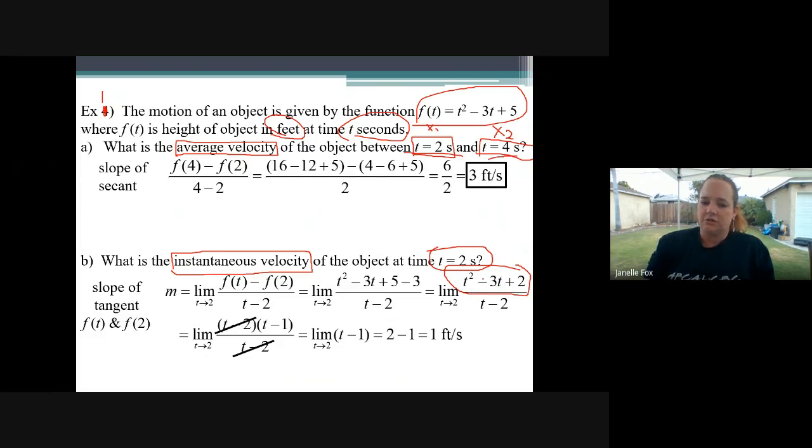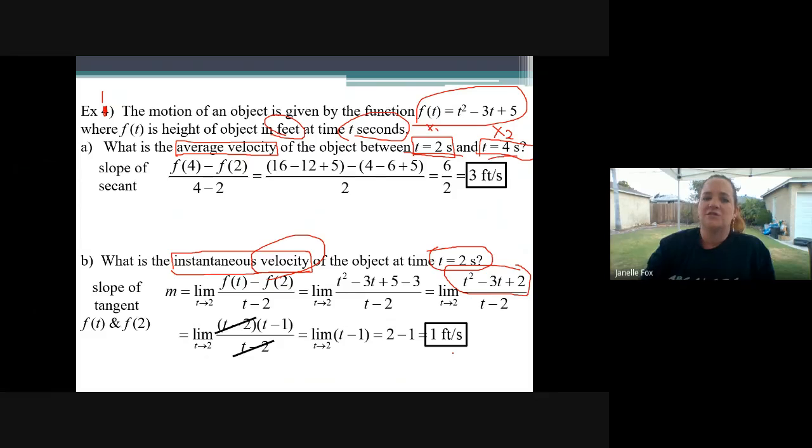Now, folks, we're still talking about a velocity. A velocity, whether it's an average velocity or an instantaneous velocity, needs a label on it. So this is going to be 1 foot per second, and that, ladies and gentlemen, is it. What a beautiful answer.